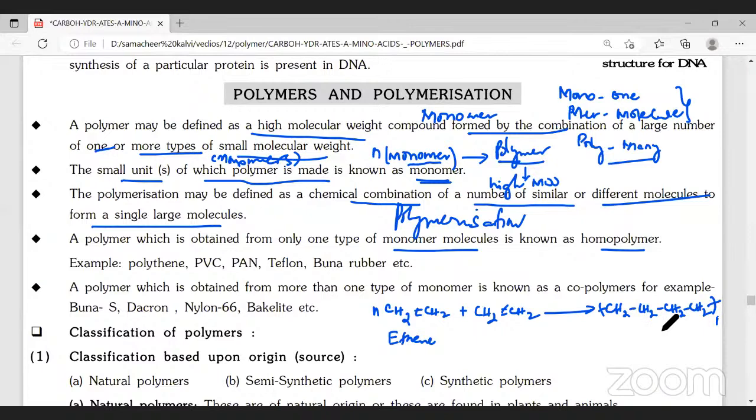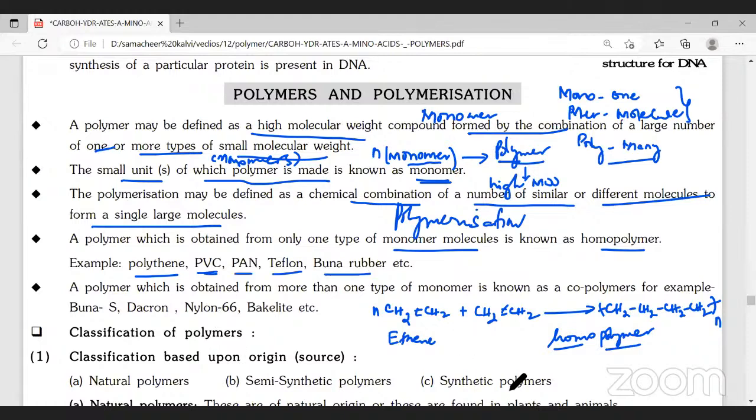They'll ask you this simple but important question: what do you mean by homopolymer? Homo stands for same. A polymer formed by similar type of monomeric units is called a homopolymer. Examples of homopolymers: polythene. Polyvinyl chloride is abbreviated as PVC. Polyacrylonitrile, PAN. Teflon is an example of a homopolymer. Buna rubber is an example of a homopolymer.